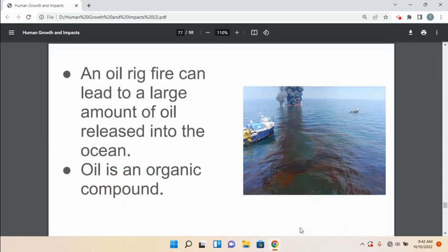An oil rig fire could cause massive amounts of oil to be released into the ocean. This is water pollution. This is release of a toxic chemical into the water. It's an example of an organic compound because oil is long carbon chains with mostly hydrogen and a few other things attached to it. Organic compounds can be toxic chemical pollutants. Oil is just one of them. There are others.